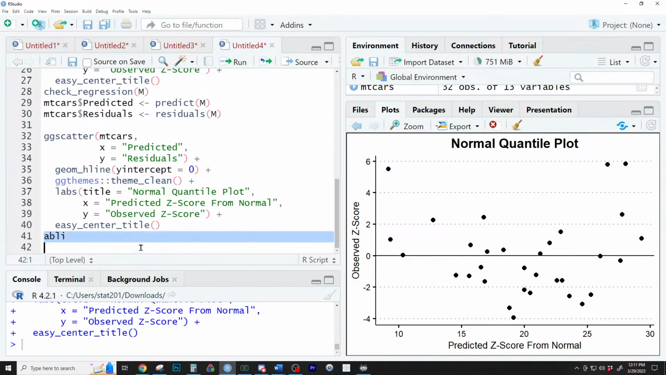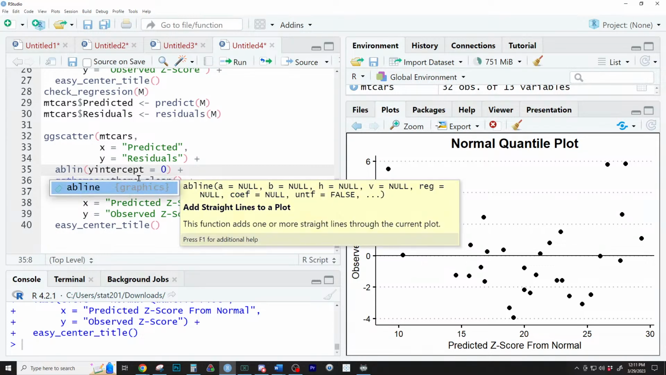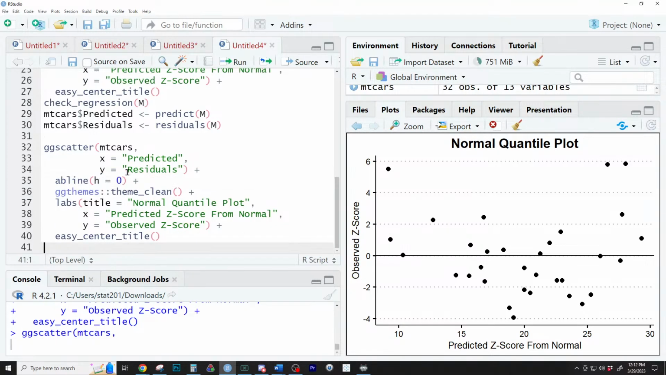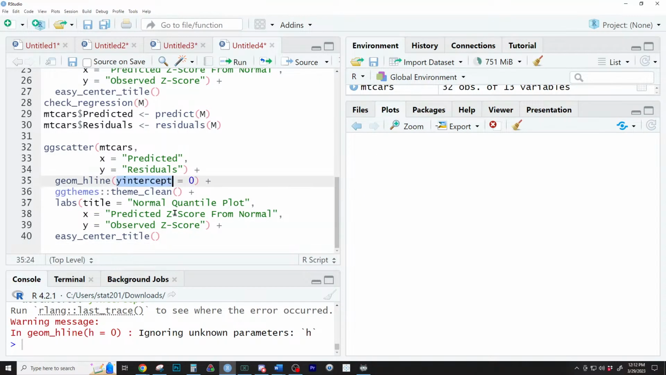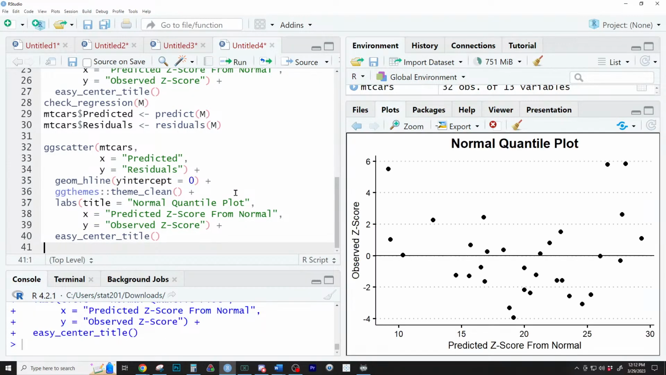We could try. Let's see what it does if we use abline, which might work with these. So abline, h equals 0. Nope, didn't like it. Or let's try, as you said here, using the geom_hline, h equals this. And it got mad because that's not the right syntax. So really good questions right there.